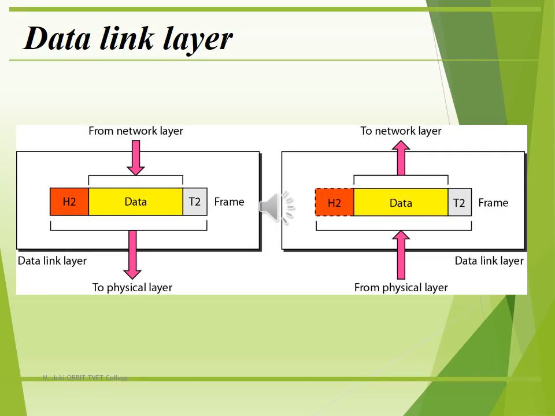We now move on to layer number 2. Layer number 2 is the data link layer. Remember, the physical layer is just a wire carrying data from one place to the other. It does not have any logic. It does not have any processing power. This is done now by the data link layer. What does the data link layer do?